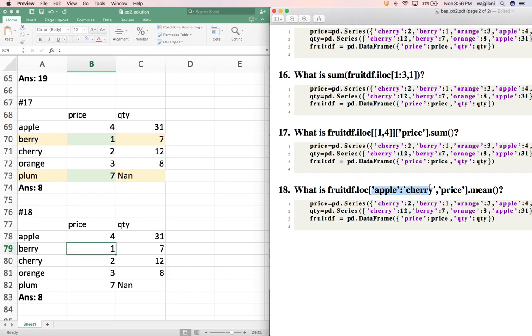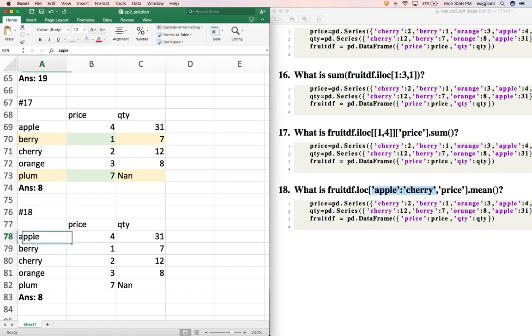So here I'm selecting apple, colon, cherry. So I'm grabbing apple, berry, cherry. I'm grabbing these three rows. Alphanumeric slicing will be inclusive, but even if it was a number index, 0, 1, 2, 3, 4, 5, 6, 7, 8, if you remember from the previous videos, LOC, when you're slicing the rows, is going to be inclusive. LOC is one of those exception functions.